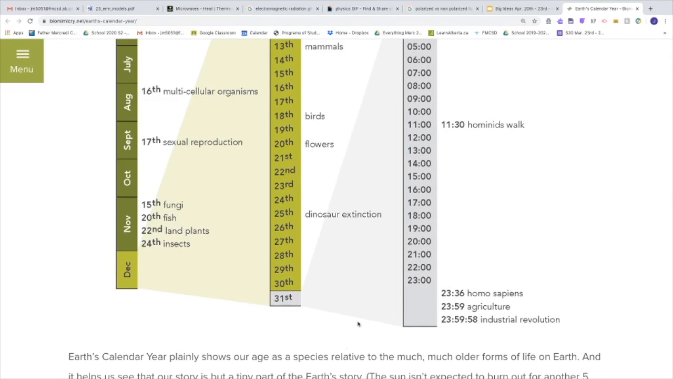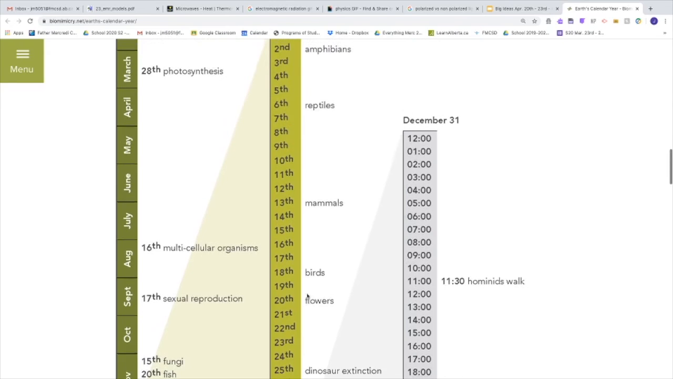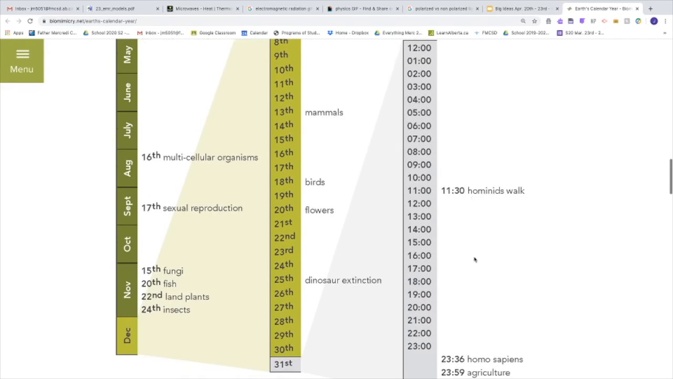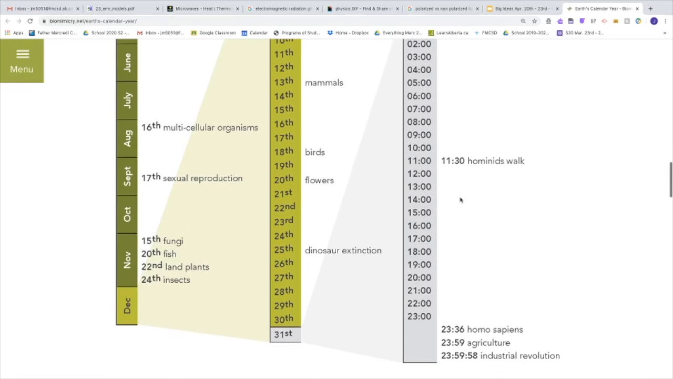Now, before anything interesting happens, we're going to have to go into the 31st. So the last day of this year, okay, if the Earth was 1 year old, look at that. At 11:30 a.m., hominids start to walk. That's not humans. That's our ancestors, right? They finally start to walk at 11:30 a.m. on the last day of this Earth's history expressed as 1 year, right?